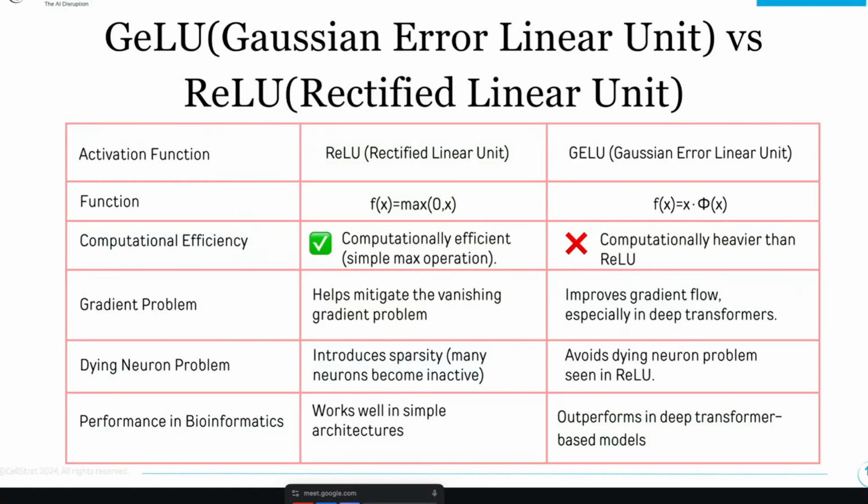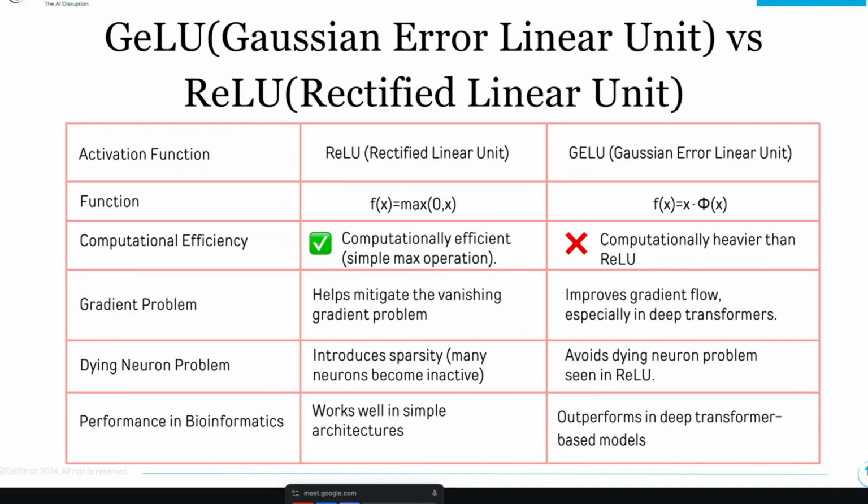Then the gradient problem. In ReLU functions, it helps mitigate the vanishing gradient problem, because your f of x equal to x is a very binary kind of output that you get, either 0 or 1. So it helps to mitigate that vanishing gradient problem. But a GLU function addresses the gradient problem in a different way.